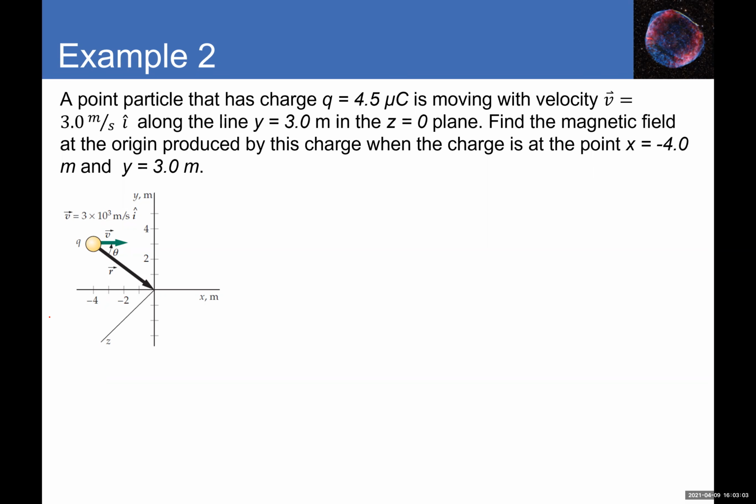So one thing I have here is this. We still have a charged particle.